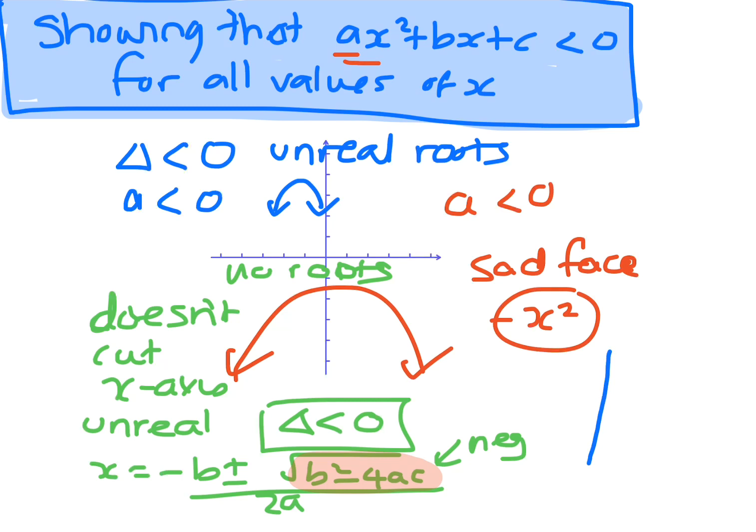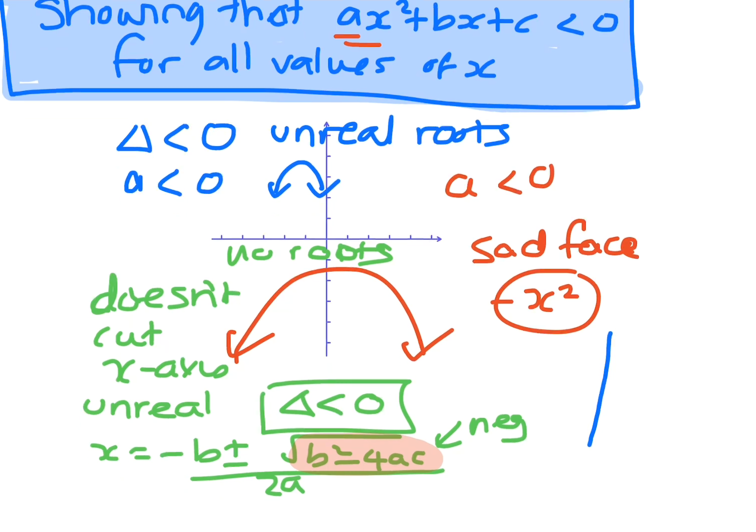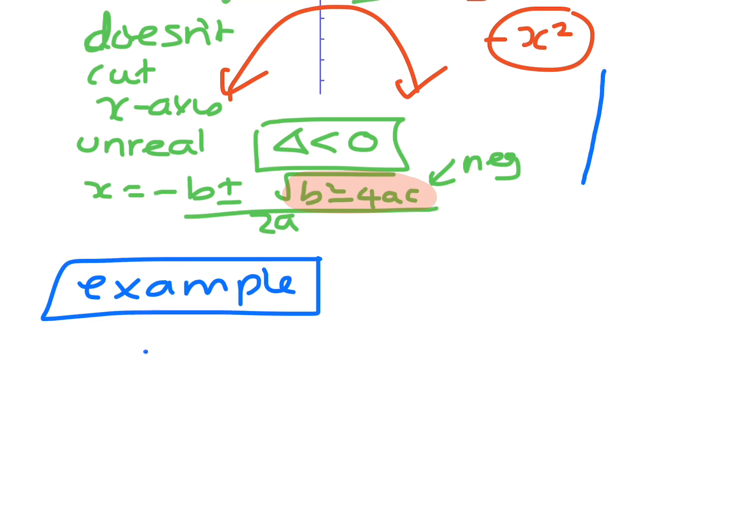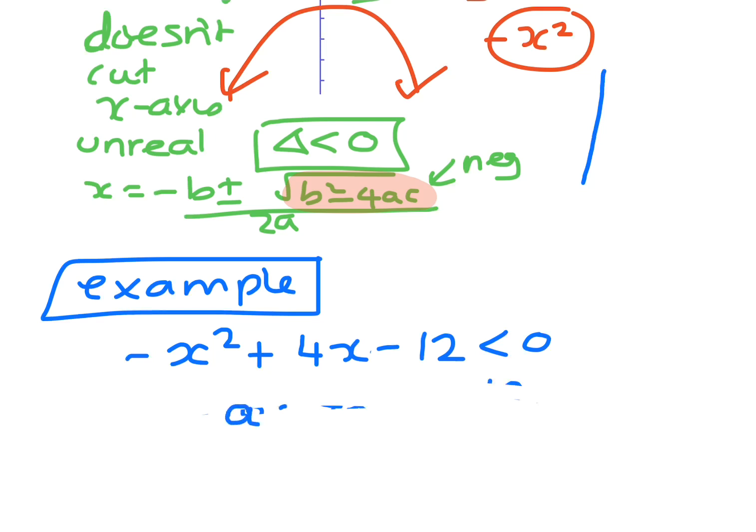Okay, so for this to happen, those two conditions have to happen. So let's look at an example. Let's just do minus x squared plus 4x minus 12. Okay, so if we look at this, a is the number in front of the x squared, so that's minus 1, which is less than 0.